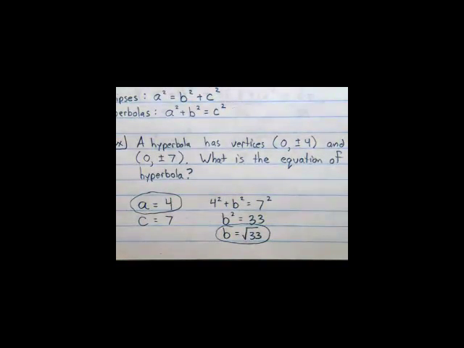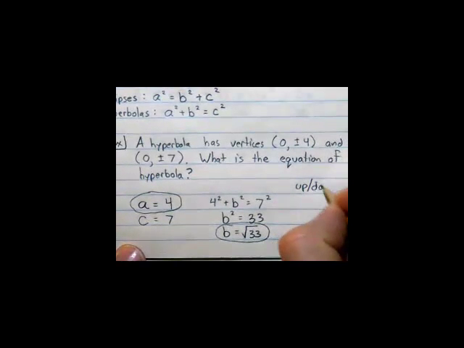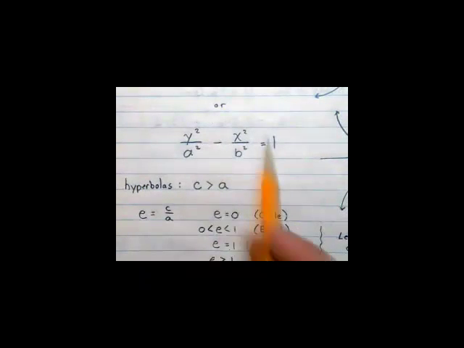And then we also need to know orientation. So is this hyperbola opening left and right, or is it opening up and down? Up and down. Now think about the geometry of those points you were given. It's (0, plus or minus 4), (0, plus or minus 7). So those are going up and down from the origin. So this one's going to open up and down. So that's going to be our second equation I showed you here.